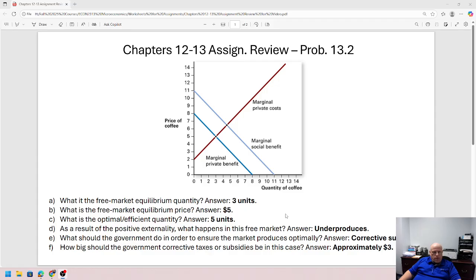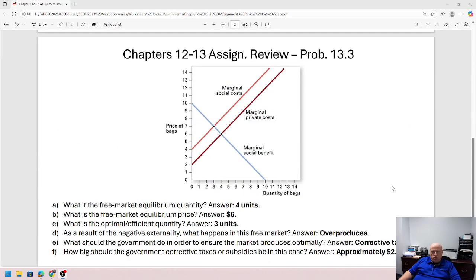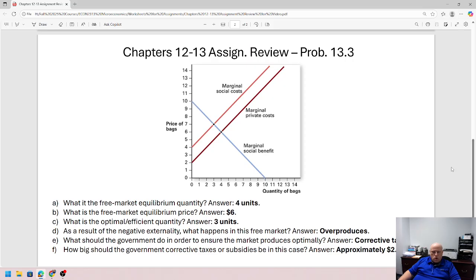And let's see. And that's problem 13.2. And then let's also look at problem 13.3. This one was very similar to 13.2, except in this case, instead of giving us a graph that shows a positive externality as a result of the production of a particular good, it's giving us a negative externality graph, okay? So basically, it's showing us a market where there's a negative externality in the production, in this case of handbags, okay?